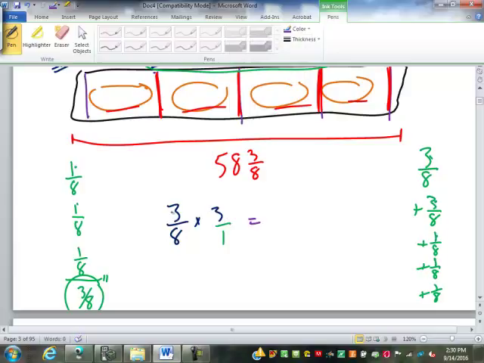You get the same thing here. 3 times 3 is 9, 8 times 1 is 8. So 9/8 or 1 1/8 inch is what we're going to lose to our saw cuts and squaring up the end.